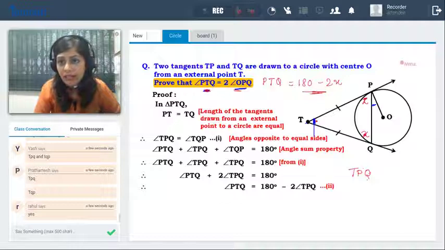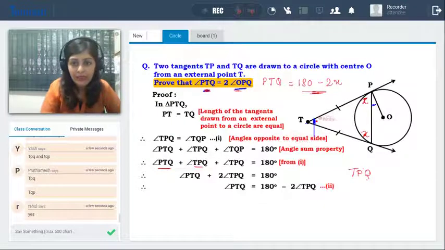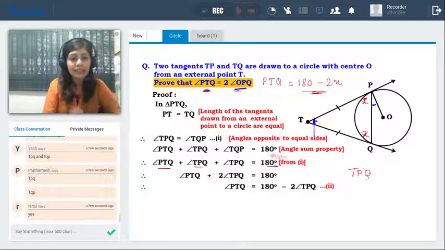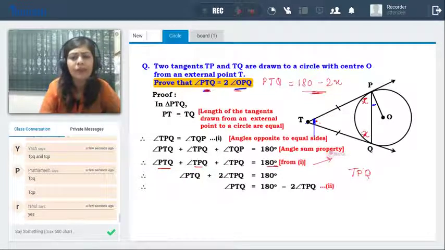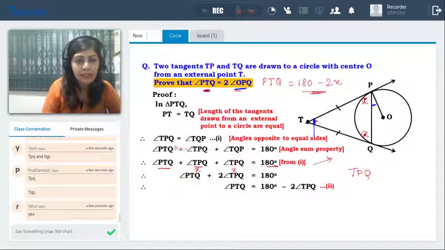Okay, Rahul, you have not understood. All right, no problem. Let me elaborate for you then. What do we have? In triangle TPQ, angle PTQ plus TPQ plus TQP is equal to 180. Just the simple angle sum property of a triangle. Now let's substitute. PTQ we can do nothing about because we have to find it. But TPQ and TQP are x and x.